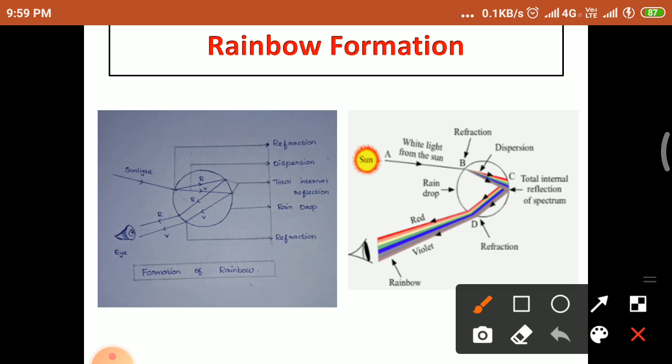Again, the rays come out from the water droplet to air, so the refraction takes place here. So again I wrote refraction, total internal reflection here, and the first refraction here, total internal reflection, again refraction. So when it comes out, you have to mention R and V. The R is always placed at the top and V always placed at the bottom. So this is called rainbow. Through the eye we can see the rainbow formation. So these are the very important things when you are drawing the rainbow formation.